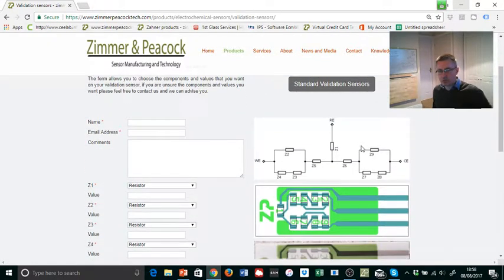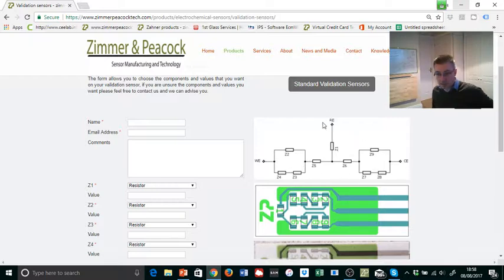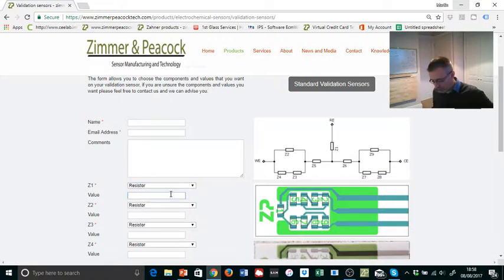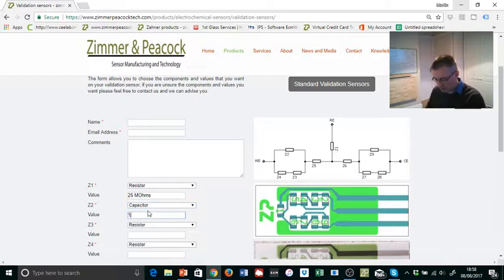And there, we're just asking you to think about your biochemical sensor, your biosensor, your medical diagnostic, and tell us the values around the working electrodes, and the values around the counter electrode, and the values about the reference electrode. And you can use this drop down, you can say that Z1, which is here, do you want that to be a resistor? And I want that to be 25 megaohms. I'm just making it up, by the way. Z2, which is here, I'll have that to be a capacitor. I'll make it 100 picofarads.